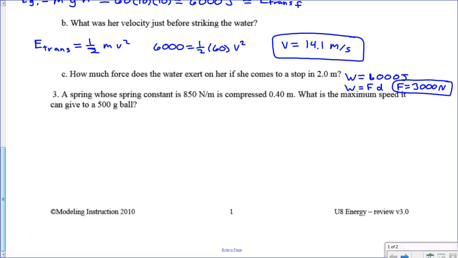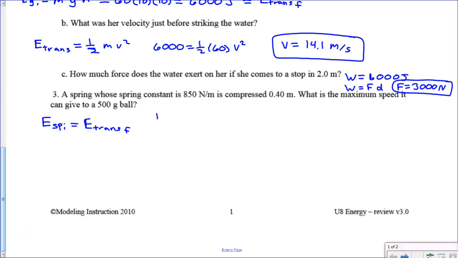For problem number 3, we've got a spring here whose spring constant is 850 newtons per meter and is compressed to 0.4 meters. And I'm asking what maximum speed can it give to a 500 gram ball. So in this case, we say the initial spring energy, the initial elastic energy, equals the final translational energy. So this one doesn't have anything to do with the work equation.